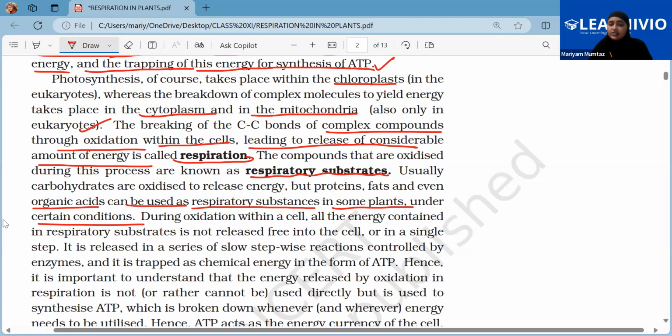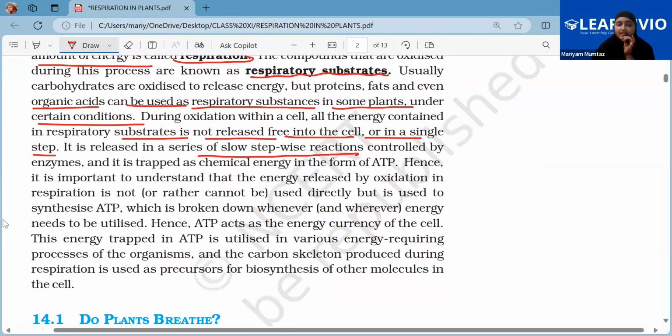Now, during oxidation within a cell, all the energy contained in the respiratory substrate is not released free into the cell or in a single step. It is released in a series of slow stepwise reactions. It does not happen all at once. It happens in steps so that energy is collected at every step, and then when we combine it, it becomes a huge amount of energy. So that is why it happens in multiple steps.